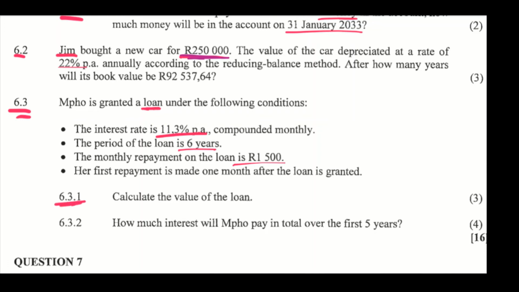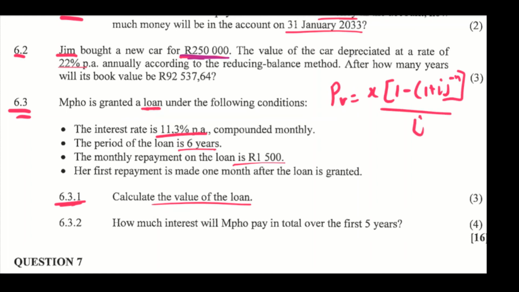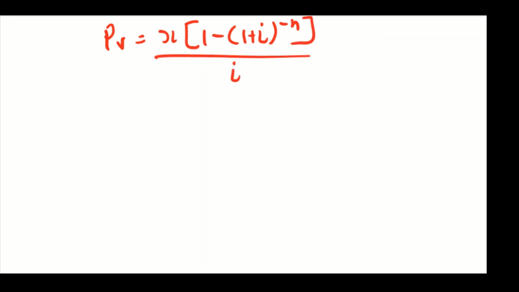So in 6.3.1, we are asked to calculate the value of the loan. So this is really straightforward. You just plug in your formula of 1 minus 1 plus i to the power of minus n over i. We want to identify the value of the loan. We have this, we have that, so we have everything. We just want to identify PV. So let's do that. PV is equal to x into 1 minus 1 plus i to the power of minus n divided by i, right?